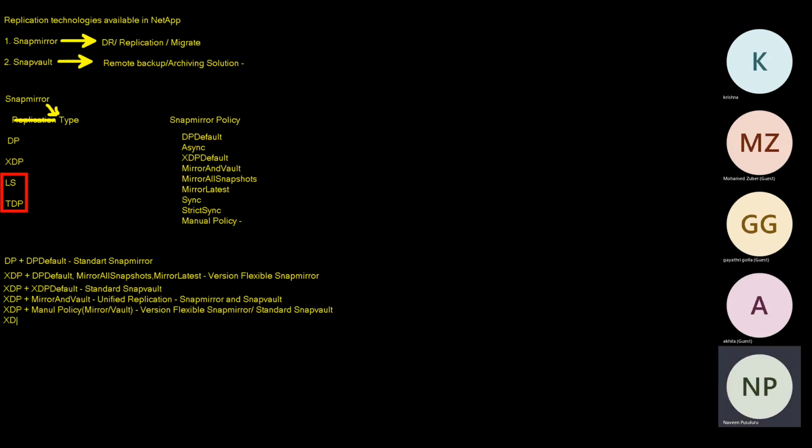Now, I'm mixing my XDP with sync or strict sync. Then it will become synchronous snap mirror.